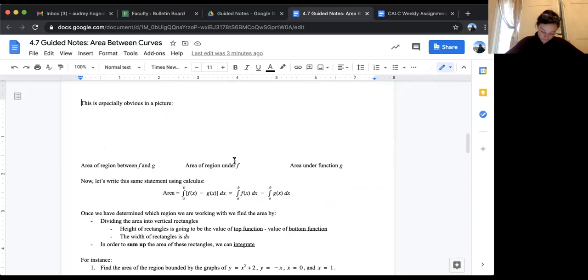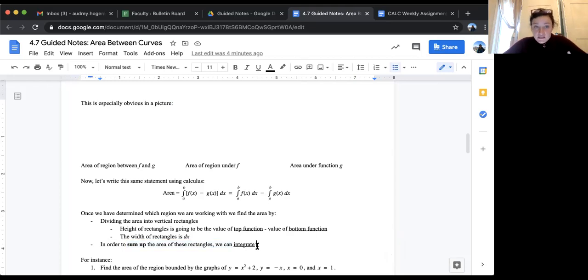Okay. Once we have determined which region we are working with, we find the area by dividing the area into vertical rectangles. The height of the rectangles is going to be the value of the top function minus the value of the bottom function. The width of the rectangles is dx. So this whole part right here is just getting at the fact that we are finding the area by using a definite integral, which again comes from Riemann sums. And then in order to sum up the area of all of our rectangles, we integrate, okay?